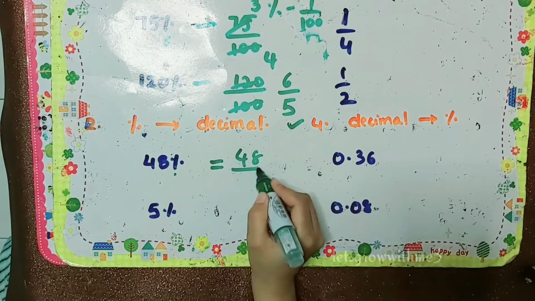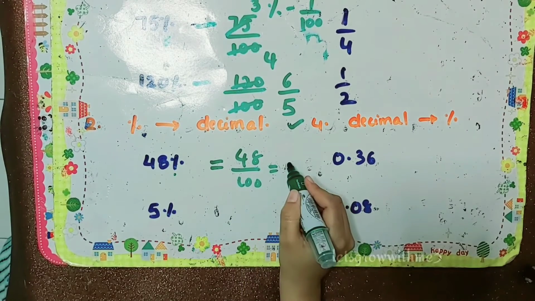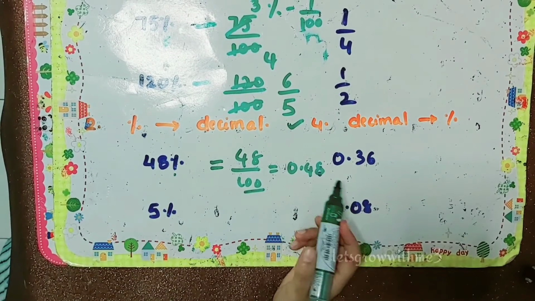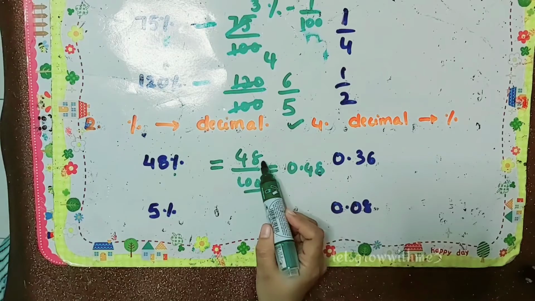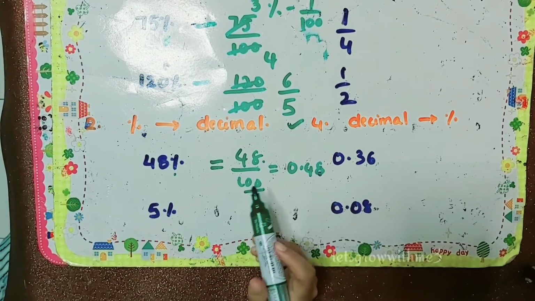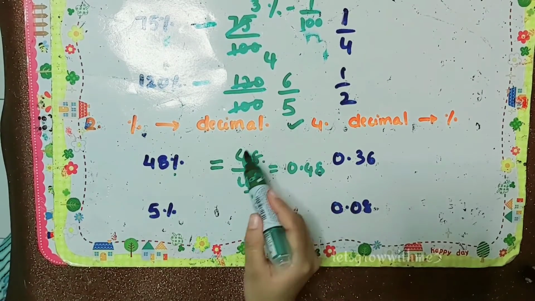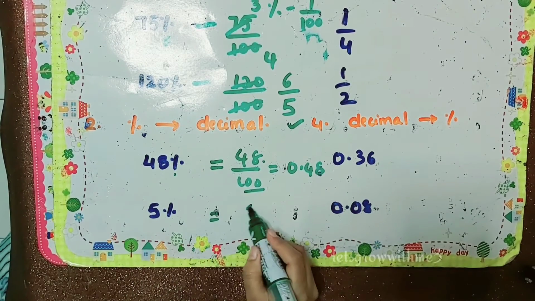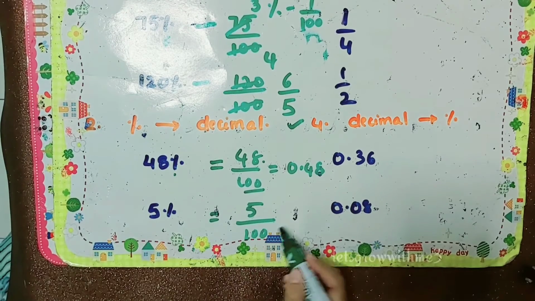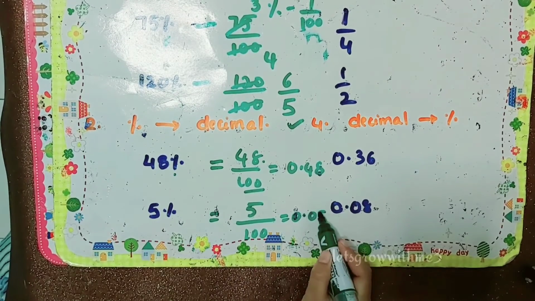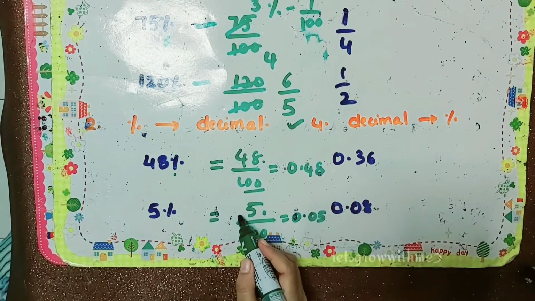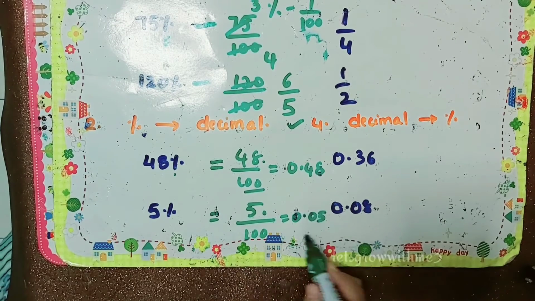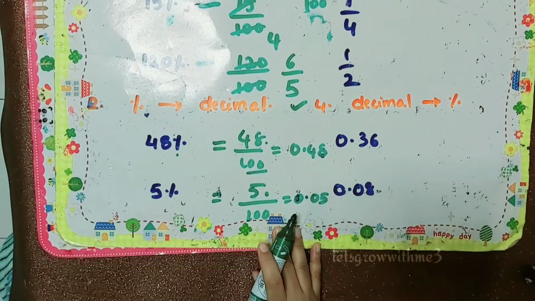48 over 100, if we write it in decimal form, would be 0.48, which means we need to divide it. You need to shift the decimal point two positions. Next one, 5 over 100, which is equal to, again here also the decimal point has to shift two places, which gives 0.05.